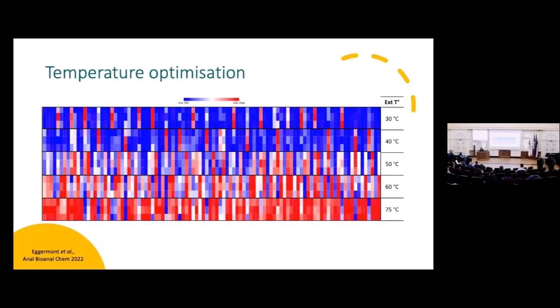After that, we optimized the temperature, and we tried different temperatures: 30, 40, 50, 60, and 75. We concluded that we would stay at 60 degrees because it's the temperature at which most hot beverages are consumed. In order to be more representative of human perception, we will stay at 60 degrees.